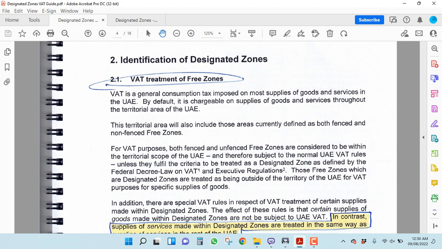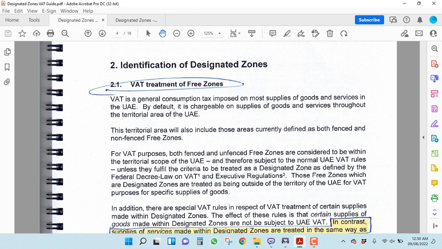Now we will start from here. Now the main point will start. That was all the introduction only. Identification of the designated zone and VAT treatment of free zones, that we already discussed. Now once again we will discuss in detail.